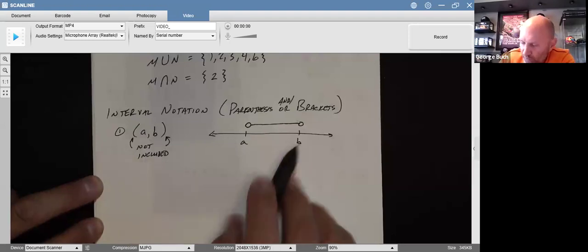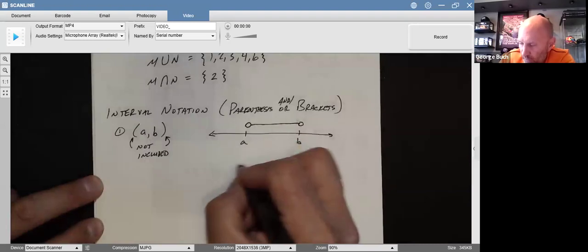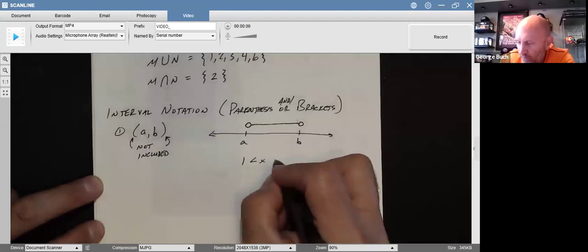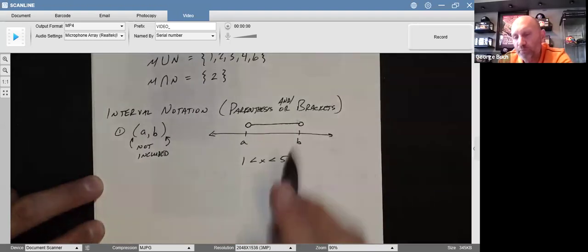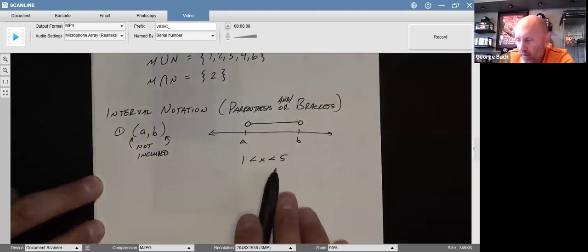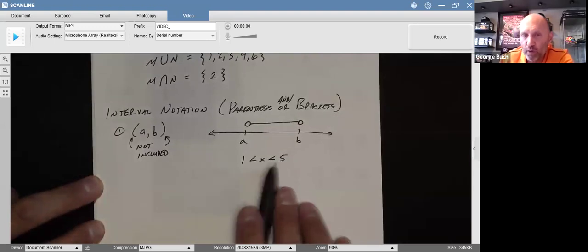And so what this is similar to is inequality. If I have, like, 1 is less than x, less than 5, it means all the values between 1 and 5, so 1.1, 1.2, 1.7, 2, 2.5, etc. Everything between 1 and 5, but not including 1 and 5.